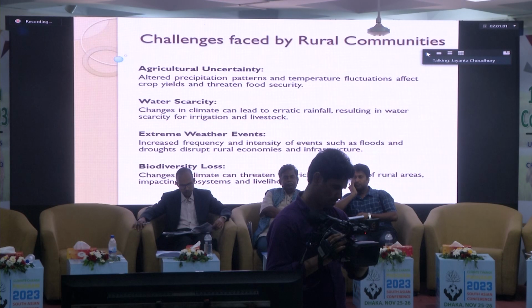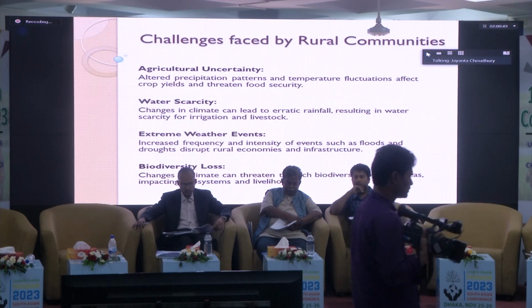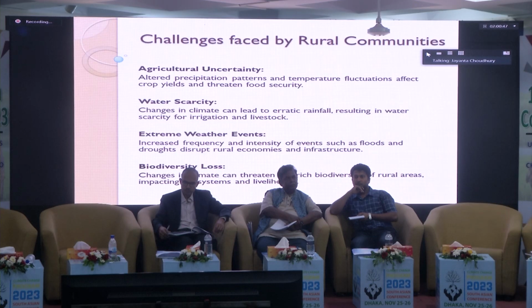So this is one of the extreme events. Earlier people used to say that it is not the water, the rainfall is reduced, but rainfall is uneven. So for 2-3 days there is sudden rainfall and several things are happening. Fourth is biodiversity loss. The changes in climate can threaten the rich biodiversity in rural areas, impacting the ecosystem and the livelihood.